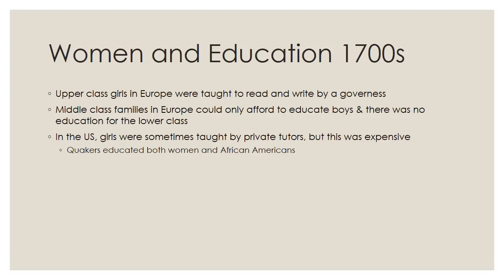Quakers are the exception. If you remember, Lucretia Mott was a Quaker. The Quakers educated both women and African Americans, and this is something significant to the abolitionist movement. You do not have the women's movement without the abolitionist movement in the United States, and vice versa. Your female women's movement leaders were also abolitionists, and your abolitionists were usually associated with some type of women's movement as well.